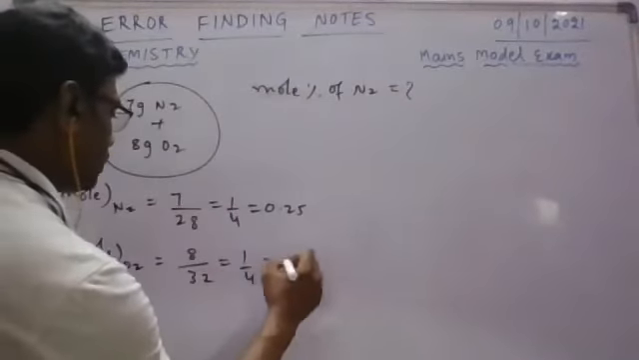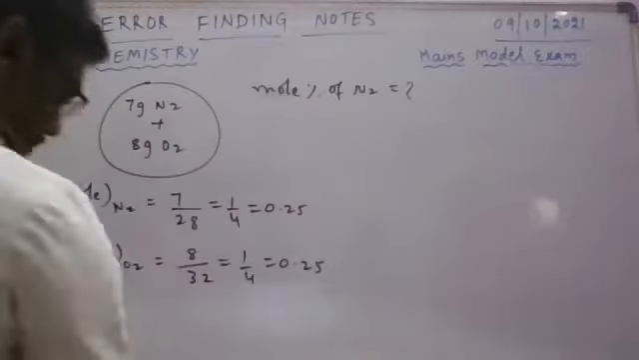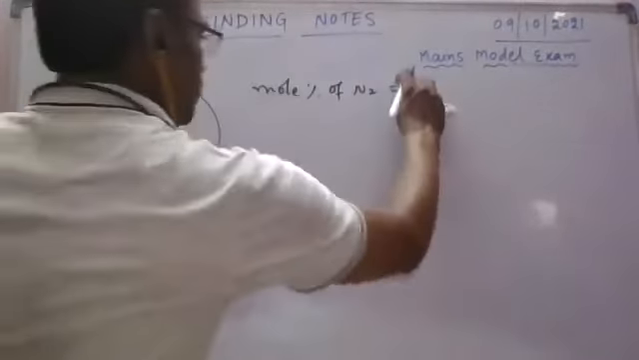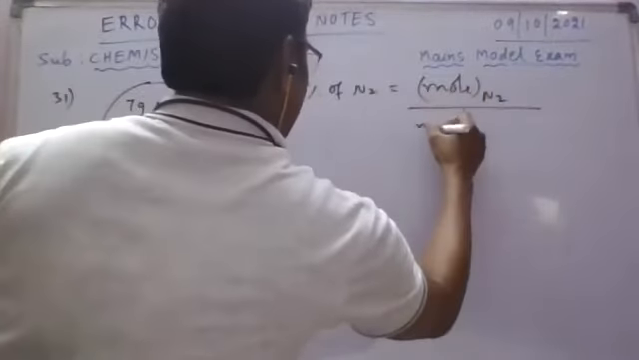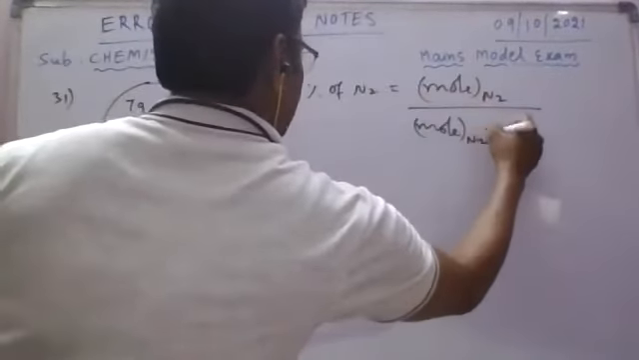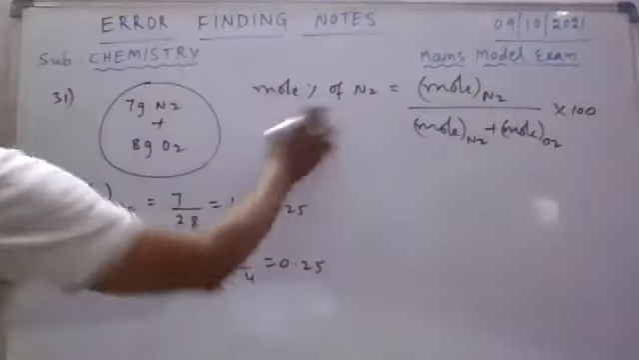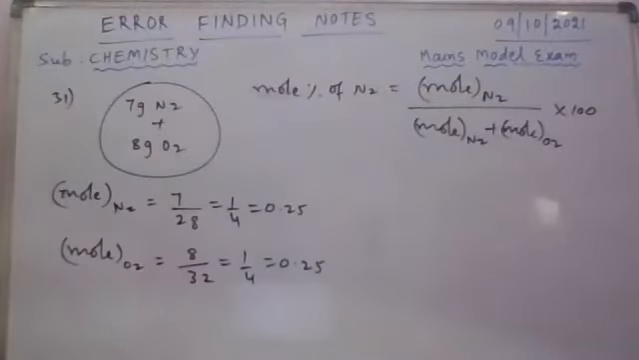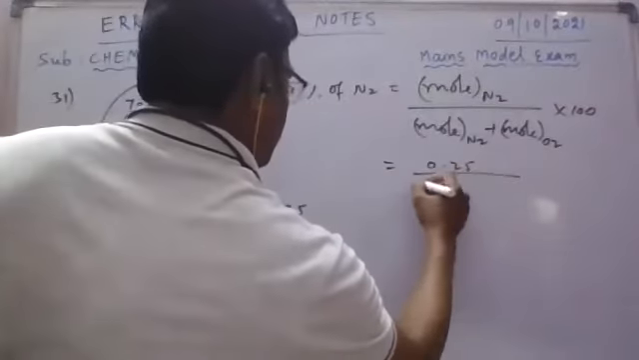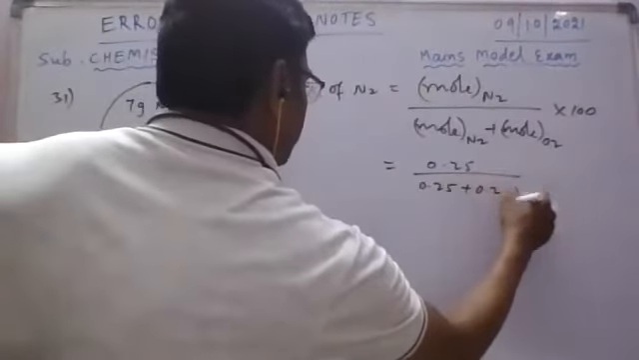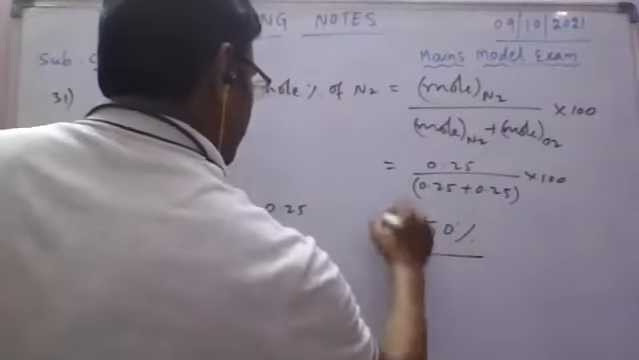You get 0.25. Here, mole percent of nitrogen, by the percentage composition formula, is equal to moles of nitrogen divided by total moles, moles of nitrogen plus moles of oxygen, into 100. That is nothing but mole percent. Substitute the values: 0.25 by 0.25 plus 0.25, into 100. If you simplify this, you get 50%.